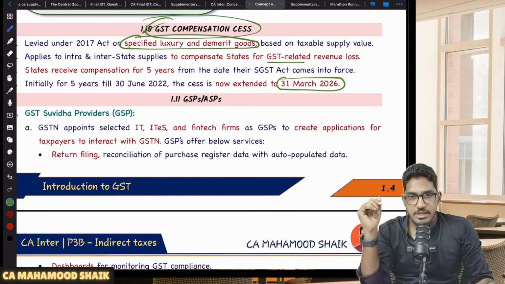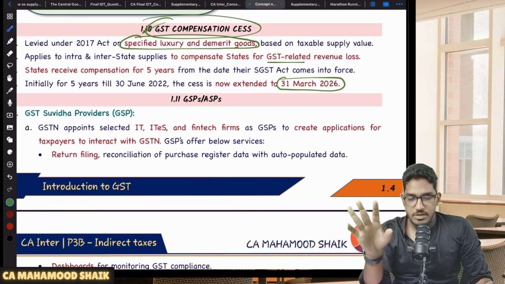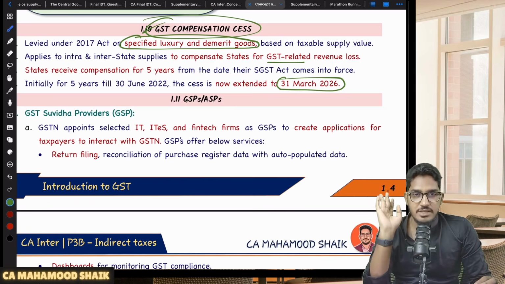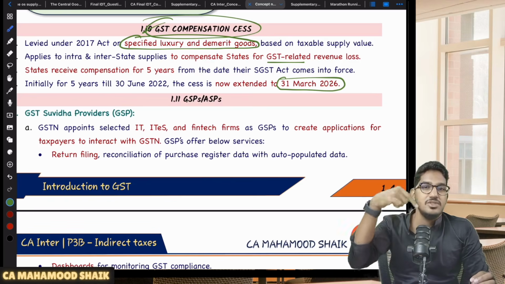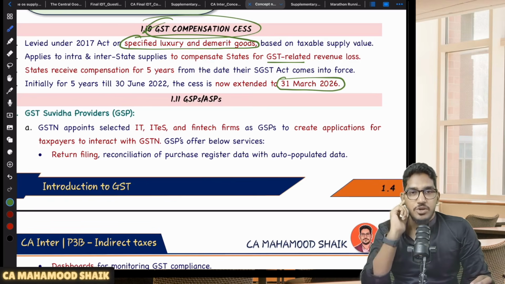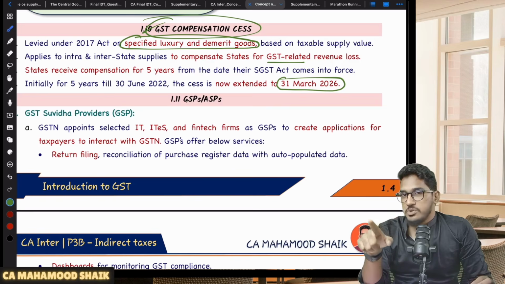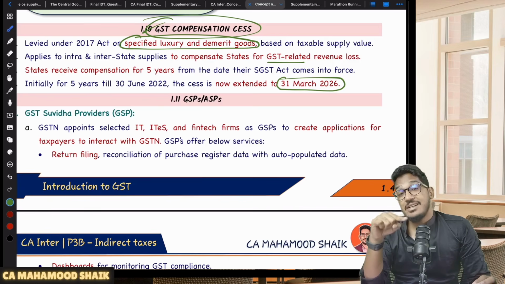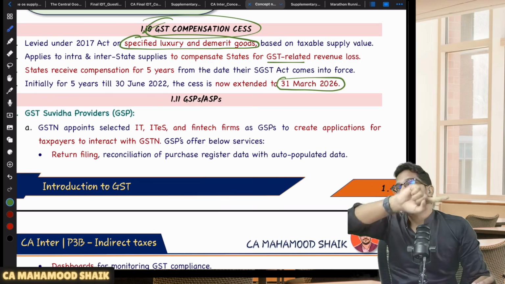So starting from 22nd of September itself, what the government has done is they are not imposing GST compensation cess, but instead they have increased the GST rate only. Previously, on motor vehicles, on cars and all, there used to be 28% GST and 22% compensation cess. But recently, government has made a move. No longer are we going to collect GST compensation cess, but we will increase the rate of GST itself from 28% to 40%.